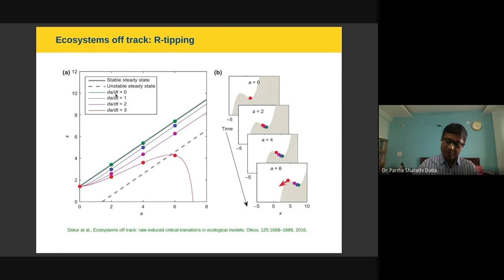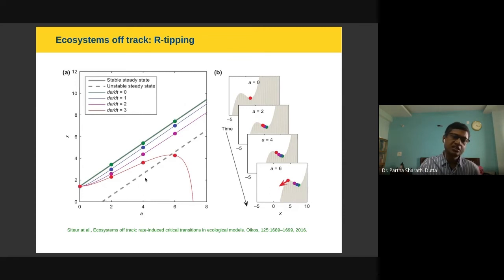When dA/dt equals 0, the potential will obviously never change its shape, as shown by this gray-shaded region. Why? Because I do not play with b. I play with only a. So if I consider dA/dt equals 0, the trajectory of the system still follows the quasi-steady state, which is just the thicker line.